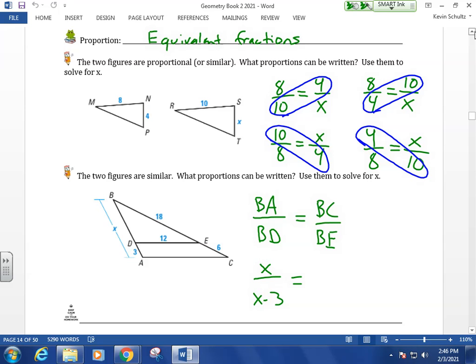The side length of BC, 24. And the side length of BE is 18. Okay? And that's the proportion that you would solve. Notice you got extra stuff, that X minus 3, so don't forget your parentheses there. Okay? But then when you get your value for X, you can plug it back in and see if you get the same decimal answers.